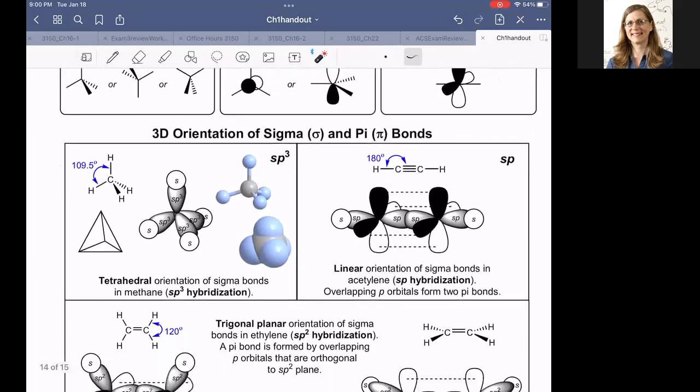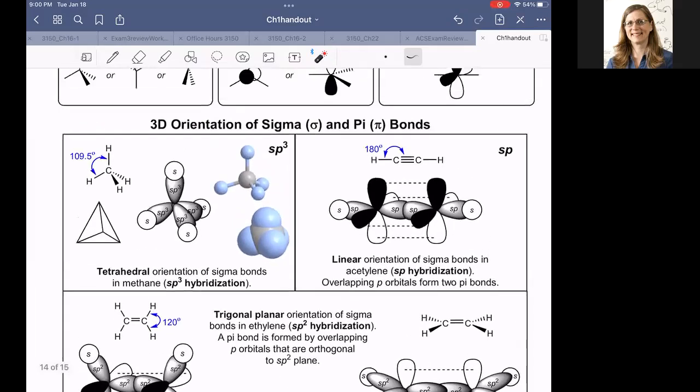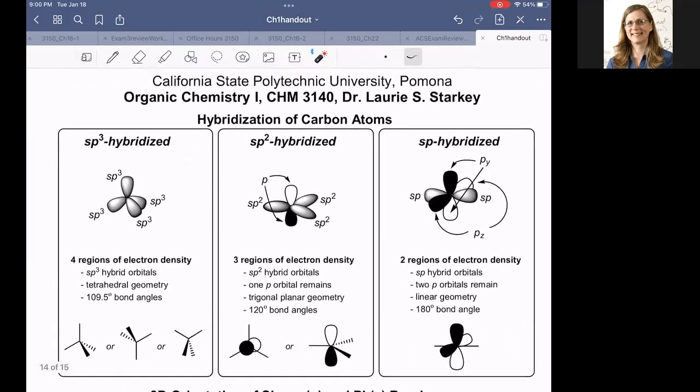Okay, and then what we're going to look at next time is some bonding. So we'll come back to this and we'll look at some models, and then we'll learn how to draw them next time. All right, but this is a good stopping point looking at the hybridization of carbon atoms based on the number of electron regions around that atom. All right, that's good for now. See you later.